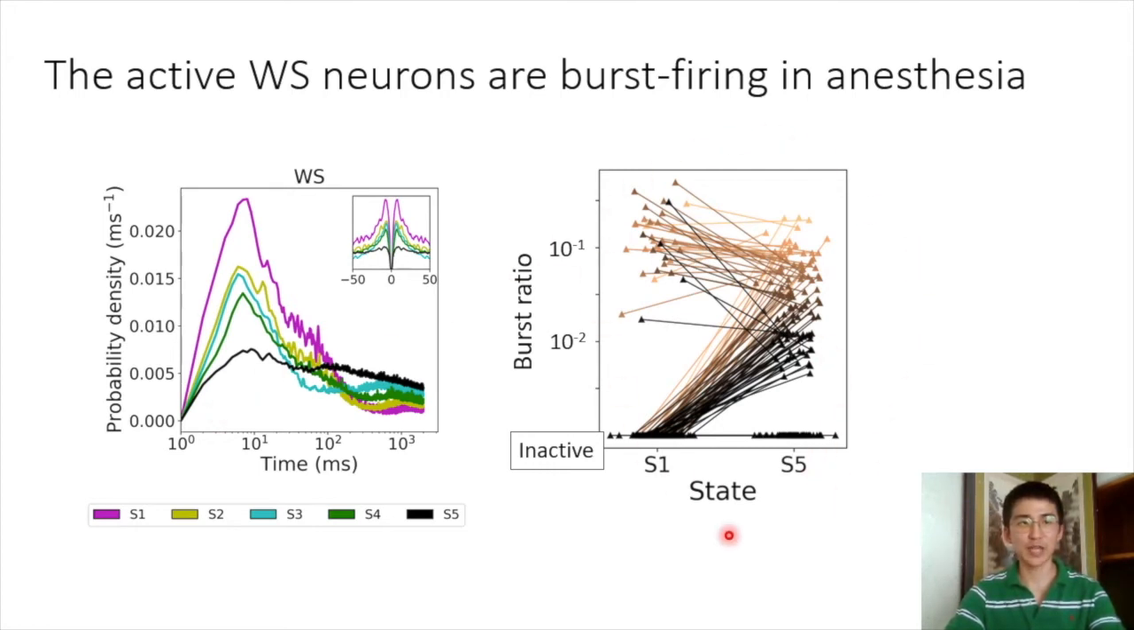Here, I compare the burst activity of 2 extreme cases, S1 versus S5. Each dot here represents a single neuron. Here, the burst ratio is defined as a ratio of the number of burst activity, that is, the number of spikes whose ISI is less than 10 milliseconds, to the total number of spikes. In S1, there are many inactive neurons, that is, neurons with spike rate less than 1 Hz, and the remaining active neurons have a high burst ratio. In S5, many inactive neurons became active, and burst ratio was decreased.